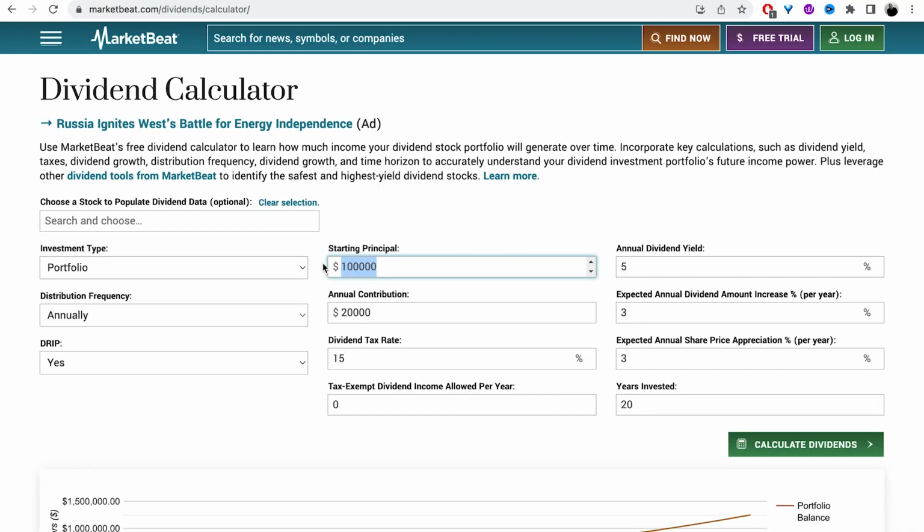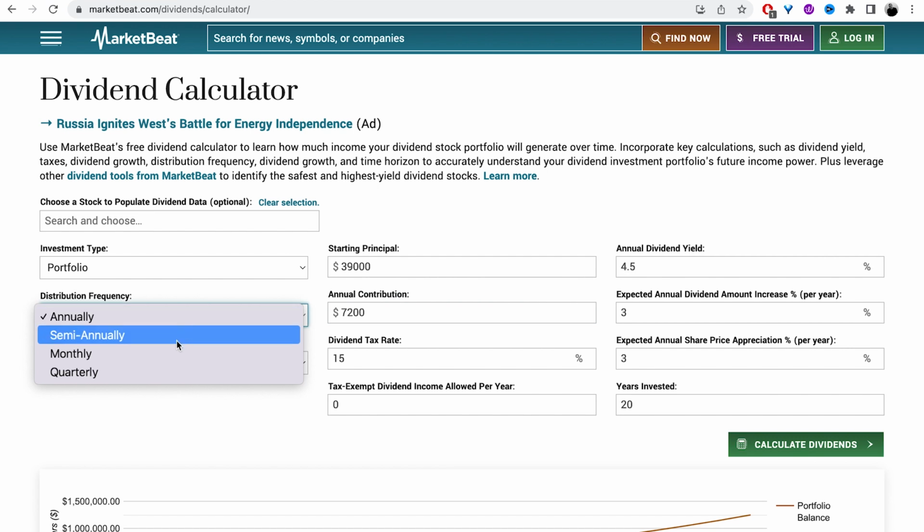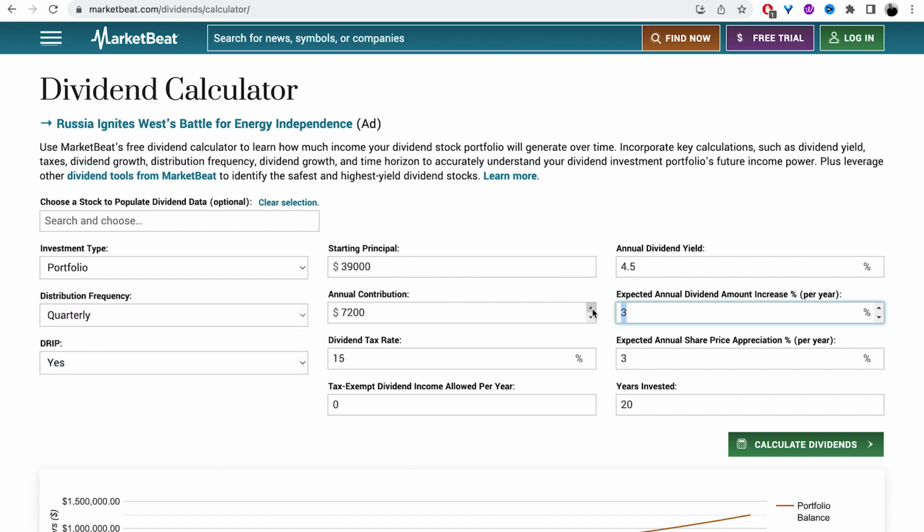So I'm going to put in some stats on my own portfolio right here. Right now, my portfolio is sitting at about $39,000, guys. My annual dividend yield is about 4.5%. I think at this point, I'm contributing $600 a month, so that's about $7,200 per year. Distribution frequency will go quarterly. I'm going to say that across the board, my stocks are growing their dividends by an average of 7% every year. Let's put the tax rate up a little bit higher. We'll do 25% just to be a little more conservative. And we'll also be conservative on the share price performance. We'll say 6%. Let's see what my portfolio is going to look like in 20 years if I just keep on keeping on as I have been.